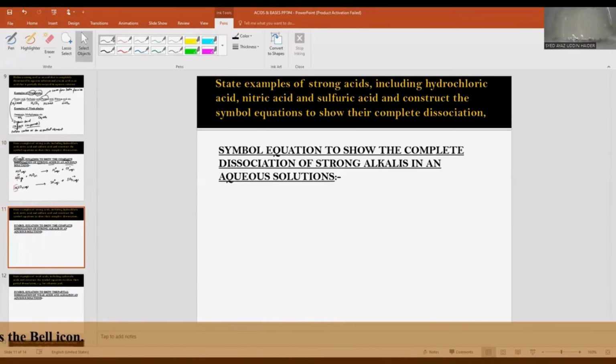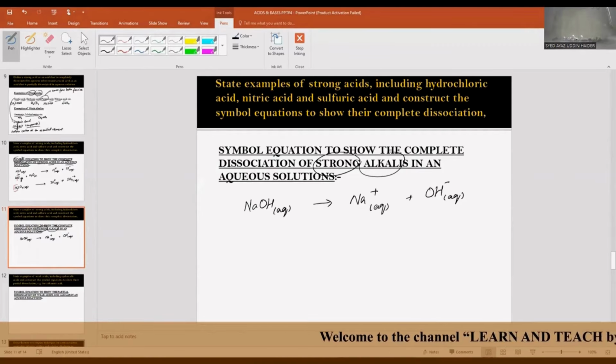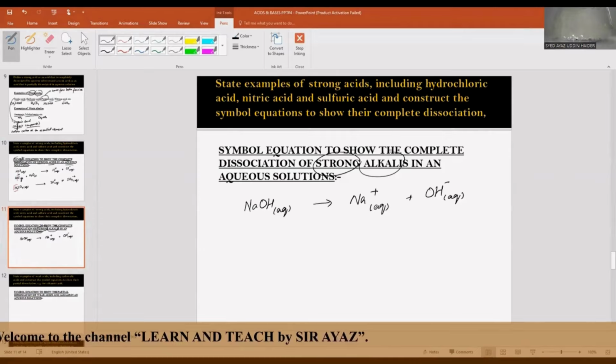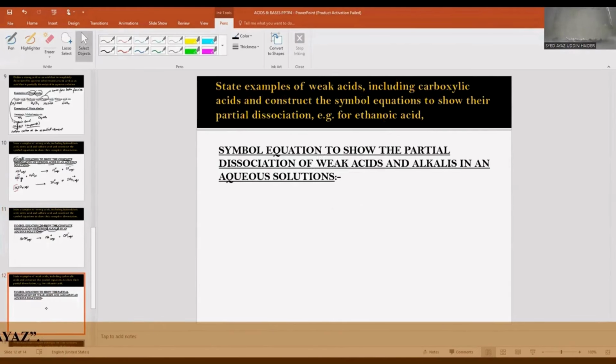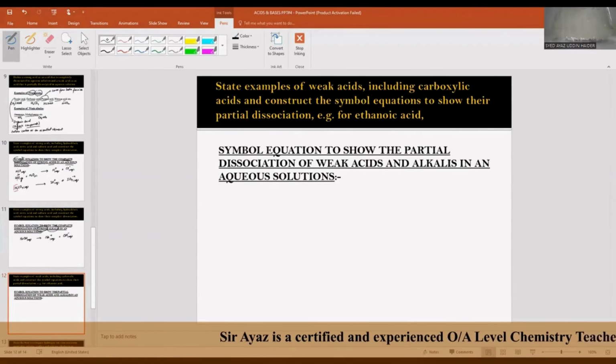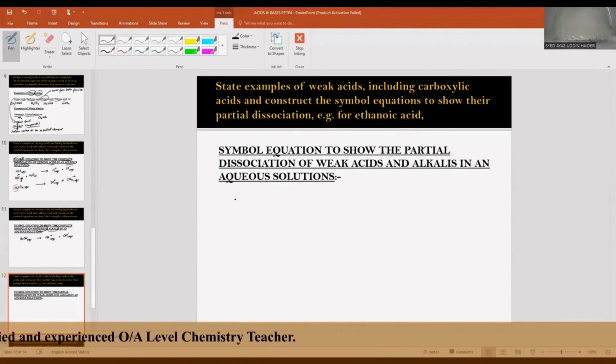Now let's do this for strong alkalis like NaOH, sodium hydroxide. NaOH aqueous, it will produce Na+ aqueous plus OH- aqueous. In the same way, you can construct the ionic equation for other strong acids and strong alkalis. Now let's construct the equation to show the partial dissociation in weak acids and weak alkalis. For weak acid, I have taken ethanoic acid, CH3COOH.